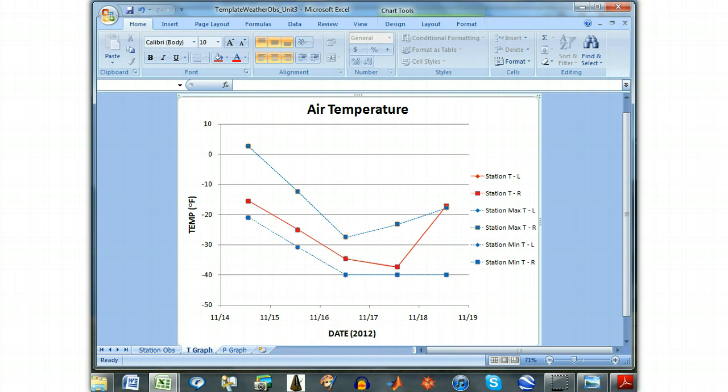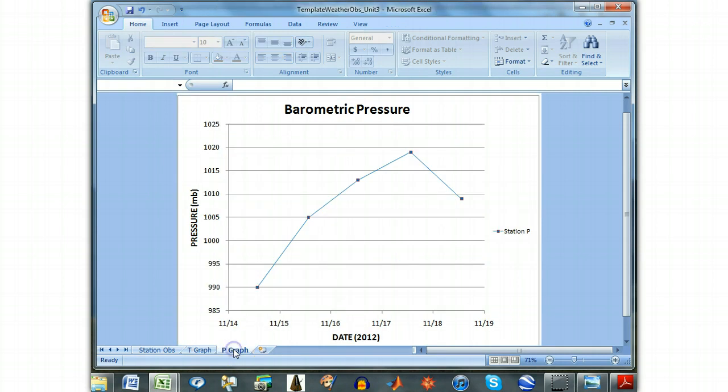The data from the left and right temperature probes are both plotted on this graph, but the curves should overlap one another since both temperature probes are measuring the same temperature. The third tab, P-Graph, is a plot of the barometric pressure over the week.